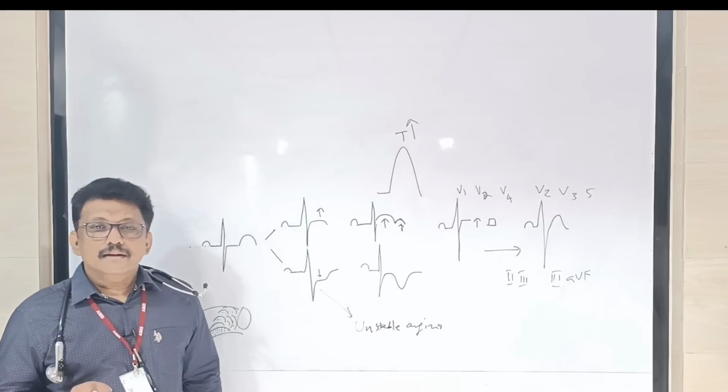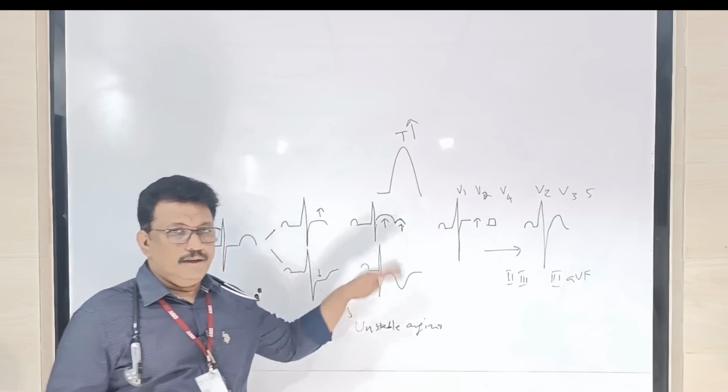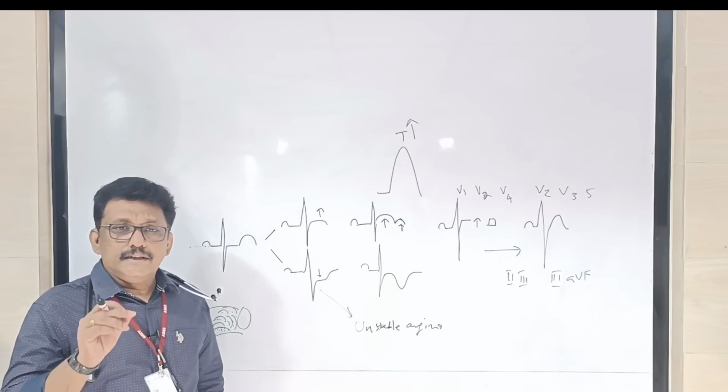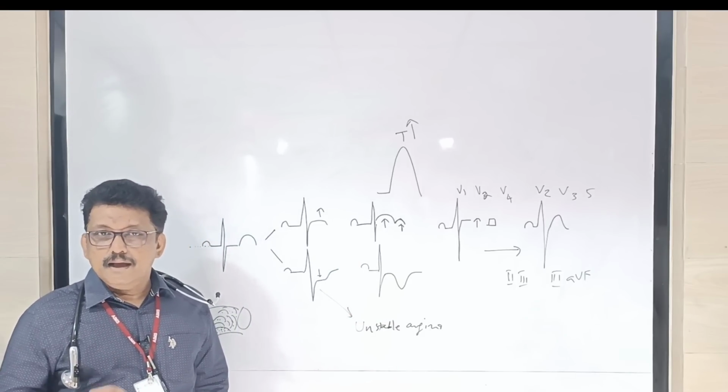Whatever it is, when the cardiac enzymes are elevated, whatever may be the ECG changes we have discussed here, if the patient is having elevated cardiac enzymes, then that should be taken as acute MI.